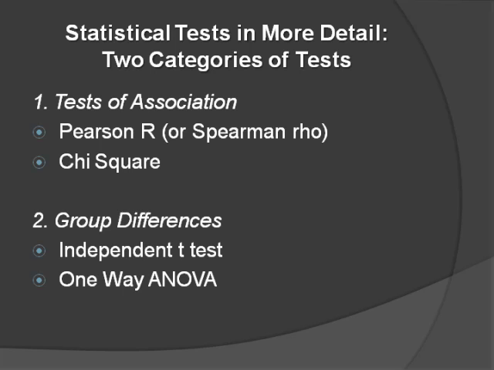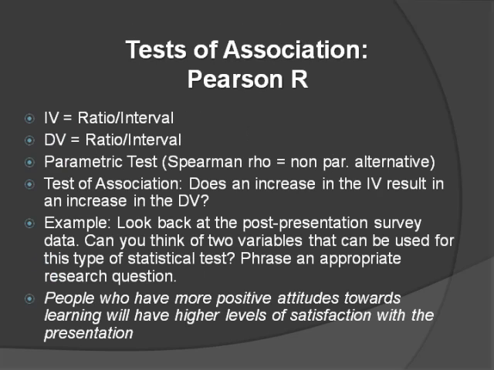There's a second category known as group differences. These include the independent t-test as well as the one-way ANOVA. So let's talk about what this means in just a little bit more detail. First test of association is the Pearson R, as I've mentioned, and as we recall from the chart that we just looked at a few minutes ago.